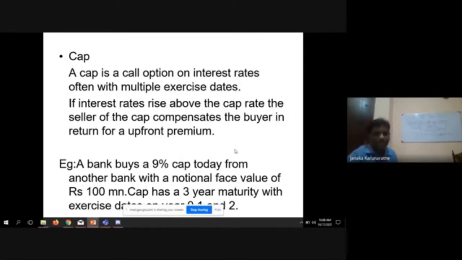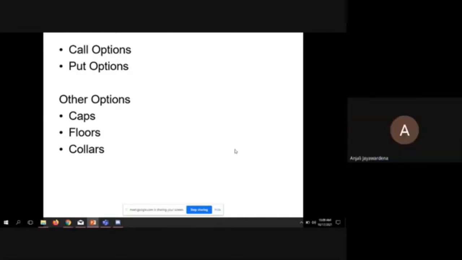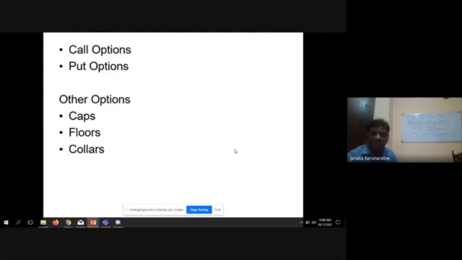Now, what is a cap? Okay, I couldn't complete. Under what circumstances will somebody buy a put option, and under what circumstances will somebody go for a call option? Somebody who is holding a portfolio of bonds and intends to sell in the future, expecting a possible rising interest rate. And similarly, if you are a person or bank who needs to buy certain interest rate related instruments, thinking interest rates will drop down and prices will go up, then probably you will go for a call option.